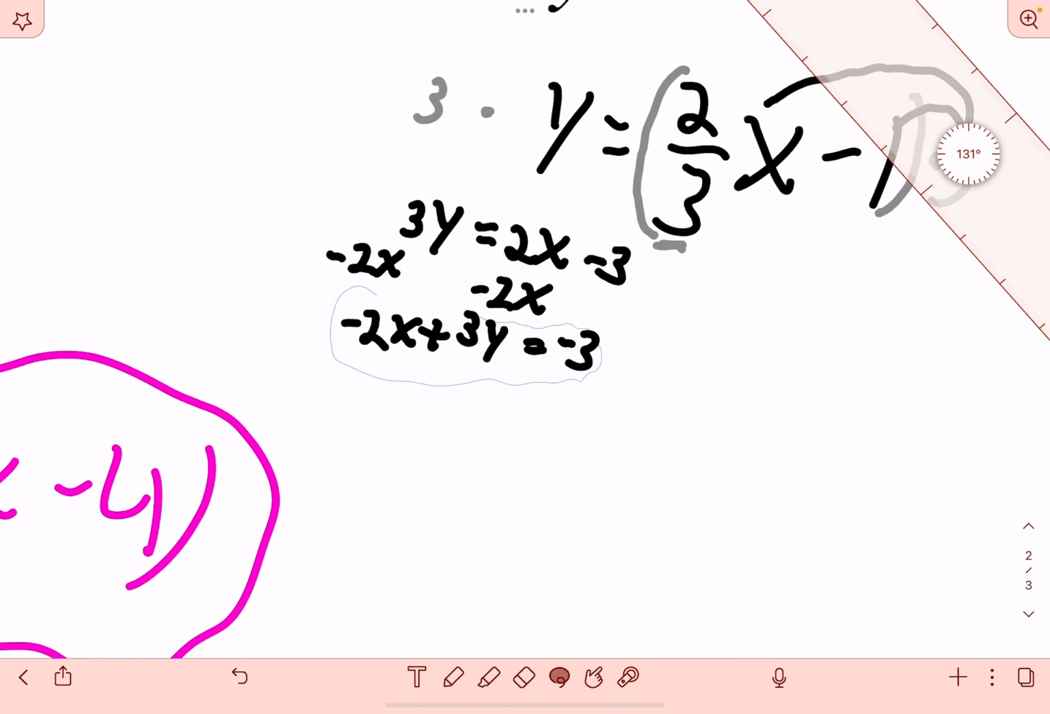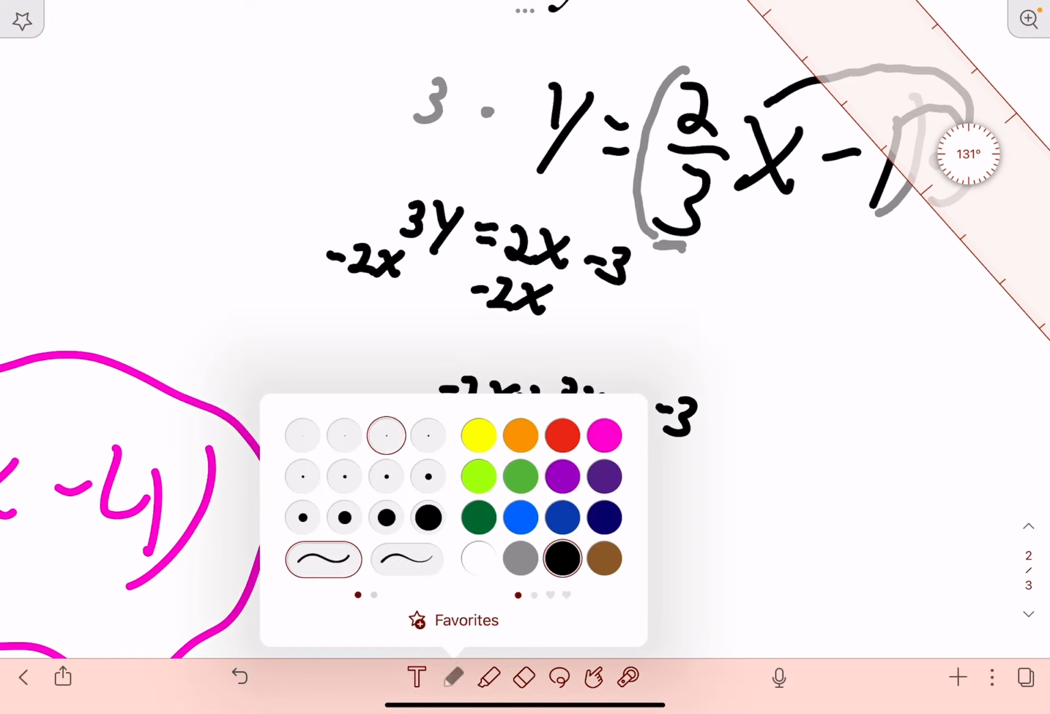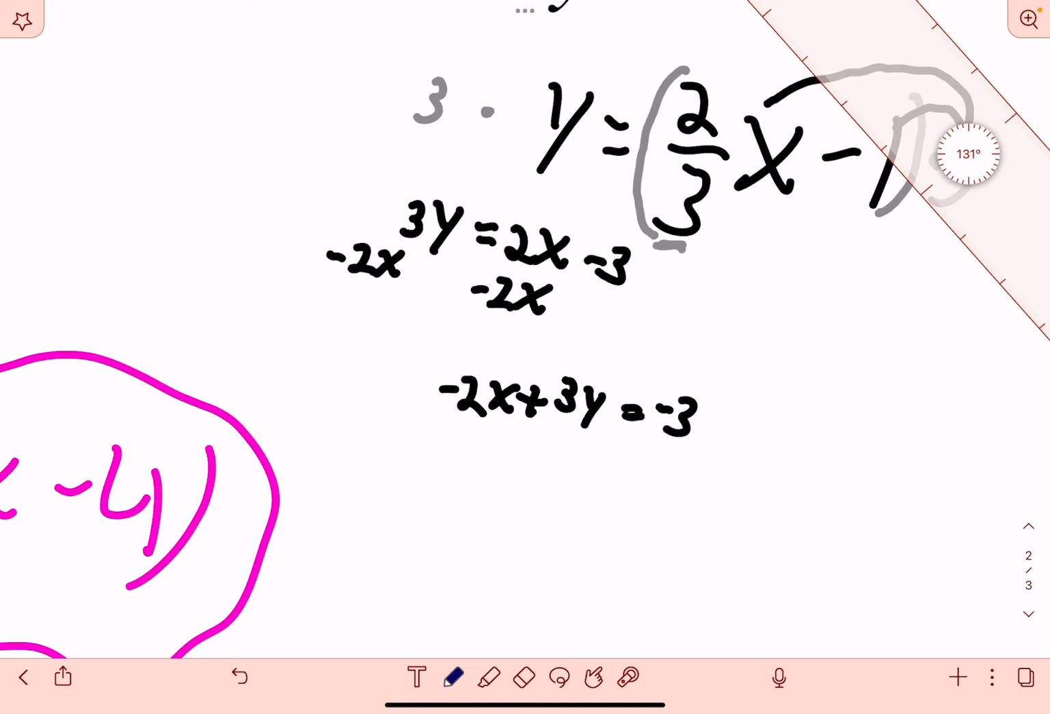in standard form. Now, there's a couple ways you could have written this. You could also, if you had multiplied everything by negative 1, flipped all the signs, it's the same thing as saying this.